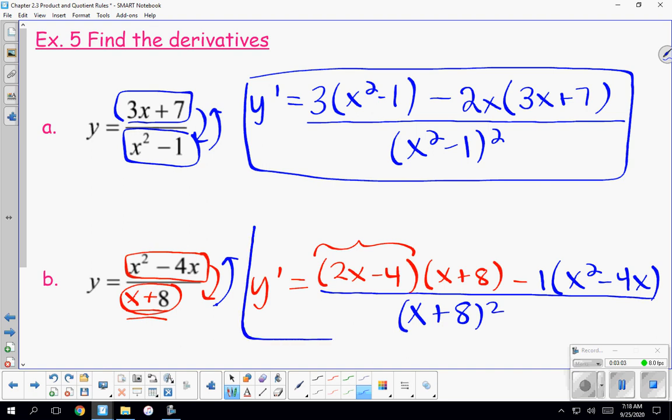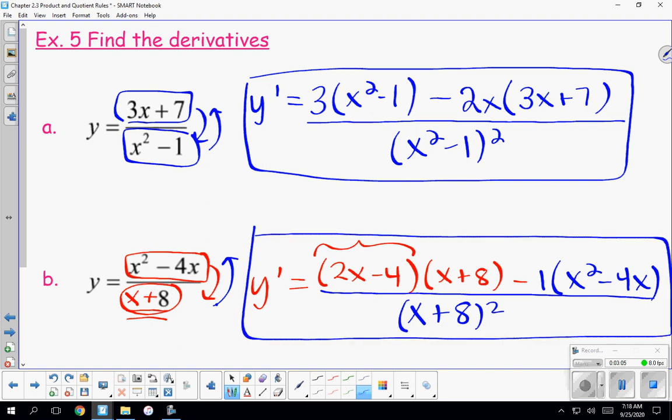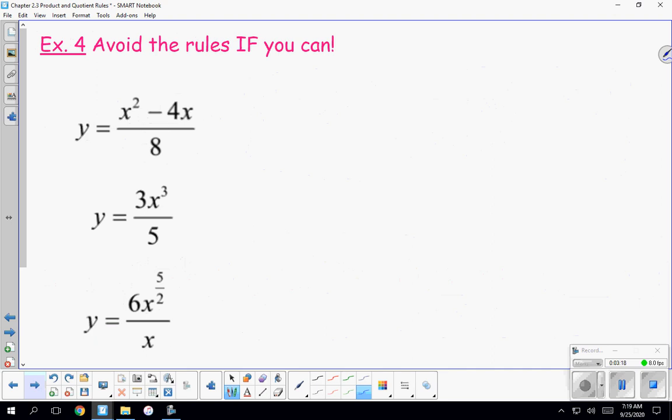Okay. Again, this looks pretty ugly. So if we don't have to use these rules, we really try not to. It's really easy to make a little mistake somewhere in the middle of all of this. Plus, if we have to go further with this, these are kind of a little bit ugly to look at. So here I'm going to show you some ways that we can rewrite functions so that the quotient rule is no longer necessary. In the denominator, we have a monomial, and even better, it's just a constant.